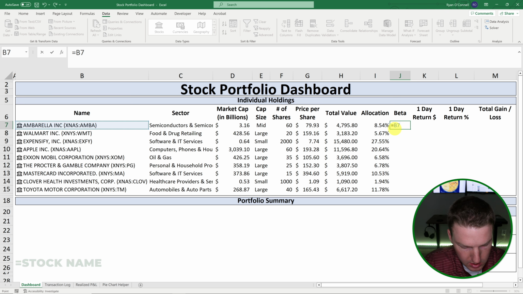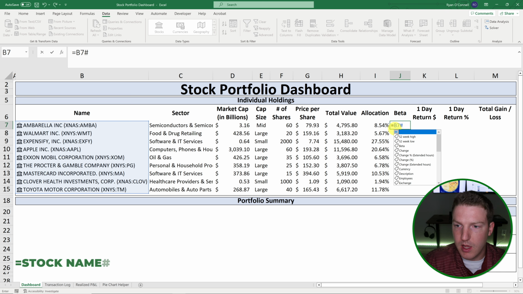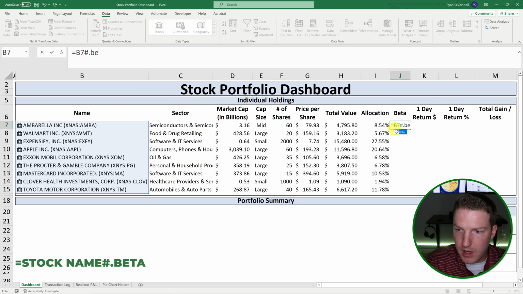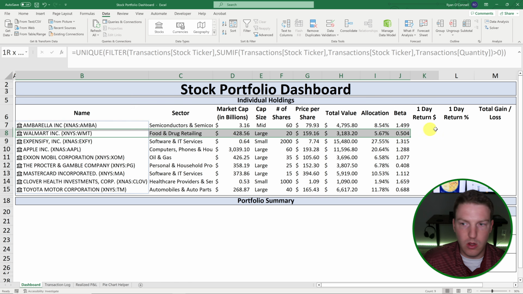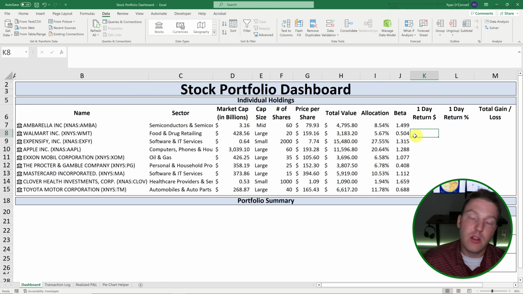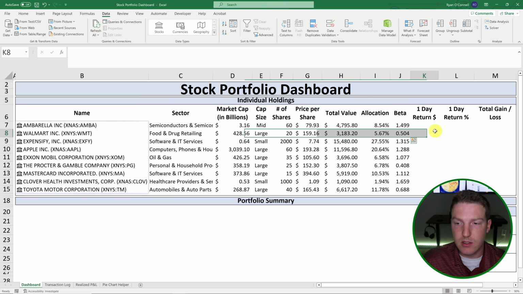So let's select this cell, hit the spill array pound sign, and then let's type in beta. There it pops up, and let's hit enter. And so what this is telling me is that Walmart, for example, has quite a low beta compared to most of these other stocks and shows a low amount of systematic risk. The one thing that it does not show me is the unsystematic risk, which is the risk specific to the company. So we can't totally infer Walmart's risk based on beta, but it gives us a good idea.